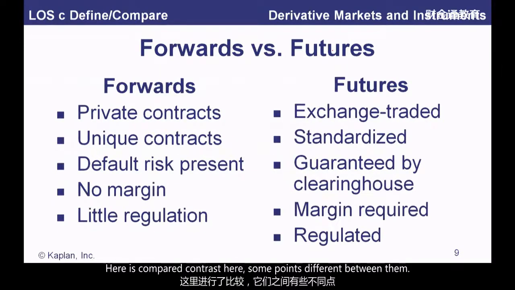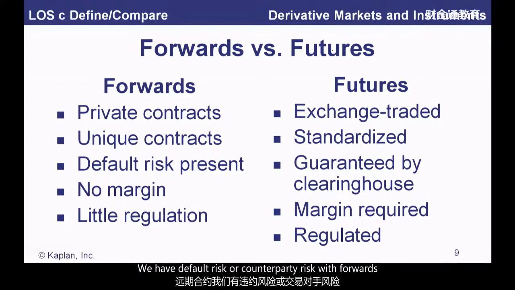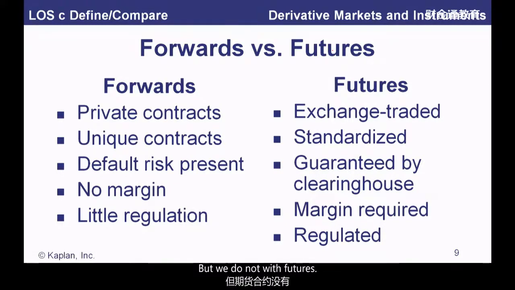So here's some compare and contrast, some points that are different between them so you can answer questions about these differences. The forwards are private contracts. The futures are exchange-traded contracts. With forwards, each contract is unique. Some may be similar, but they're each written for the new buyer or seller. Futures contracts, as we said, are standardized and guaranteed by the clearinghouse. So we say we have default risk or counterparty risk with forwards, but we do not with futures.